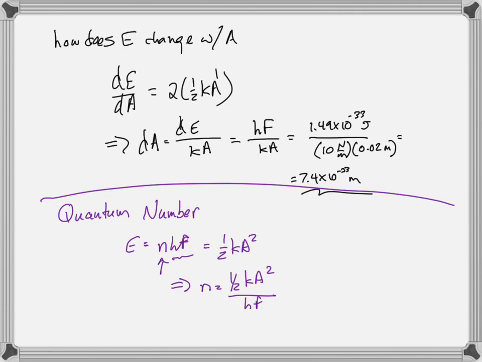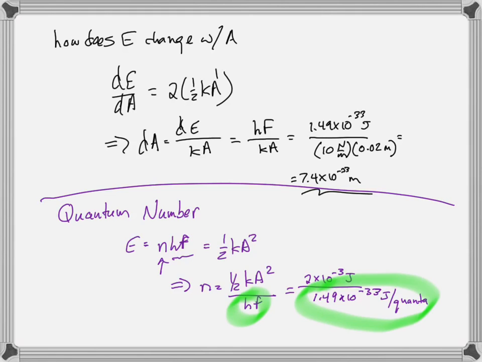So this is the quantum number, right? It's just setting the total energy equal to nhf and also equal to 1/2 ka squared, and solving for n. That's the quantum number. Just a terminology thing: hf is an energy, 1.49 times 10 to the minus 33 joules, but it's the energy per quanta, per single quantum lump of energy. We call that a quanta. So you can think of hf as 1.49 times 10 to the minus 33 joules per quanta of energy.